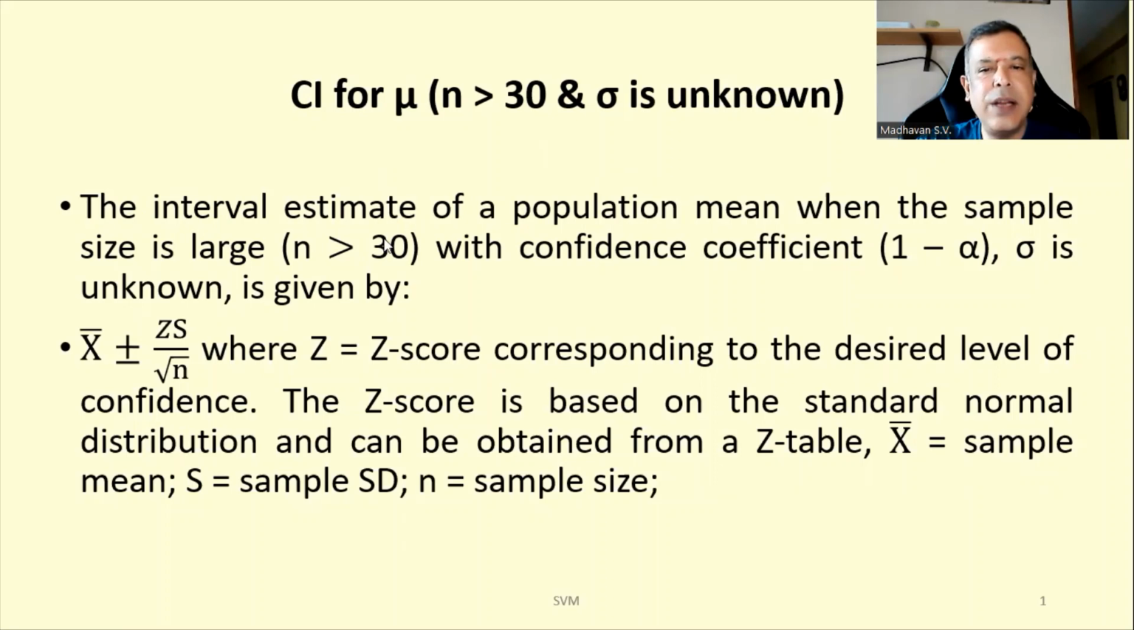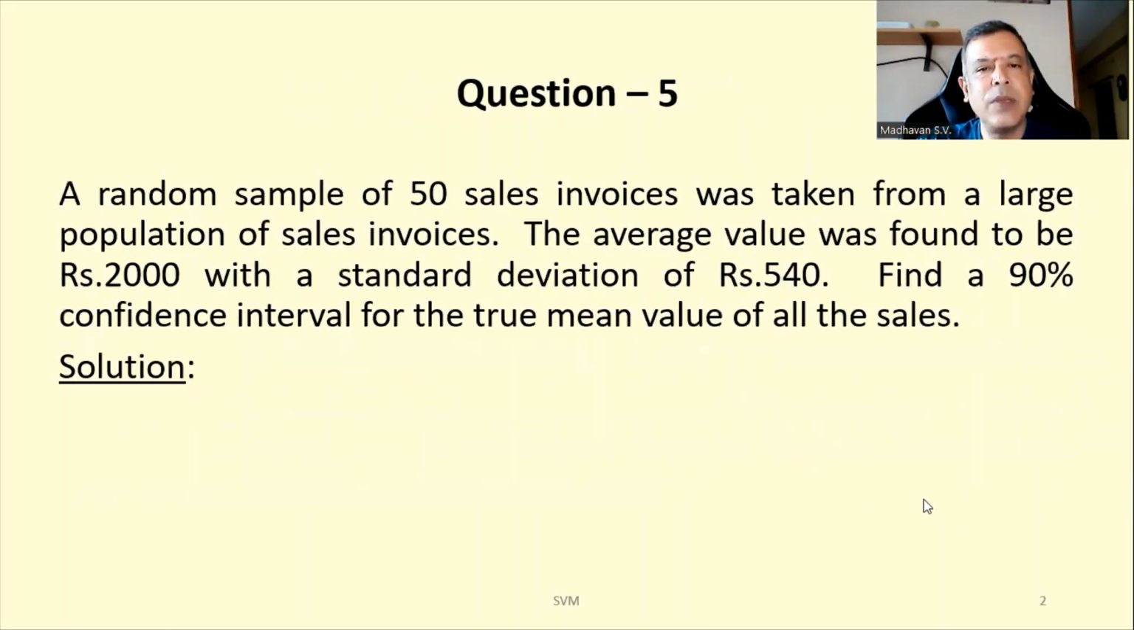The interval estimate of a population mean when the sample size is large, that is n is larger than 30, with confidence coefficient 1 minus alpha, and sigma is unknown, is given by x bar plus or minus z times S divided by root n, where x bar is the sample mean, z is the z table value for a standard normal distribution for a given confidence level for a two-tailed test, S is the sample standard deviation and n is the sample size.